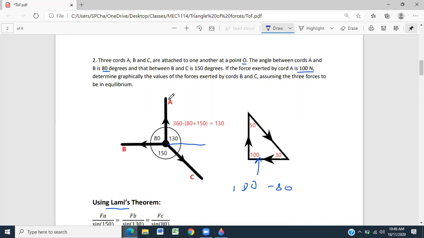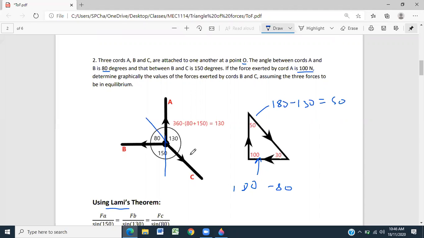Now, let's slide this one down here, trying to create this angle here, right? So this here is 130. 180 minus 130, which is equal to 50, right? That gives us this one here. And the same way for this one, we slide up this way, trying to create this angle here, right?